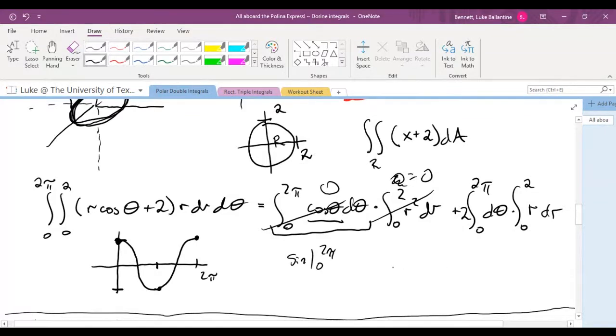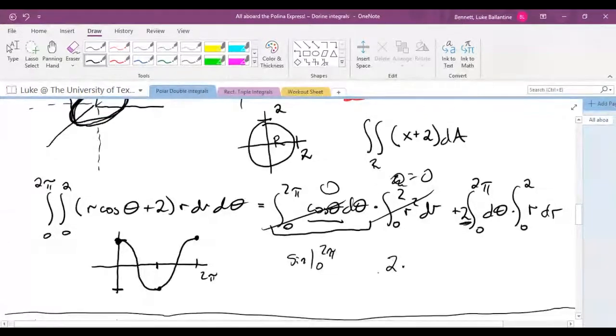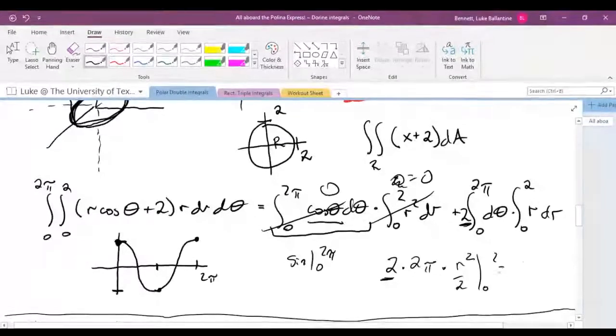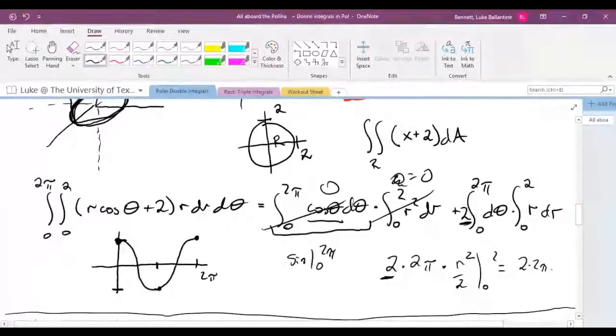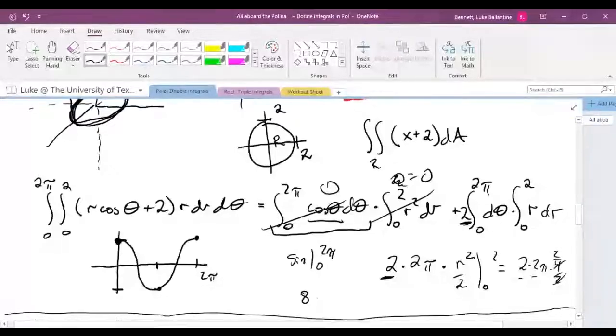Now the second part, we have the integral d theta from 0 to 2 pi, which is 2 times 2 pi times r squared over 2 evaluated from 0 to 2. So we have 2 times 2 pi times 4 over 2. Well, 4 over 2 is just 2. 2 times 2 times 2 is just 8 pi.